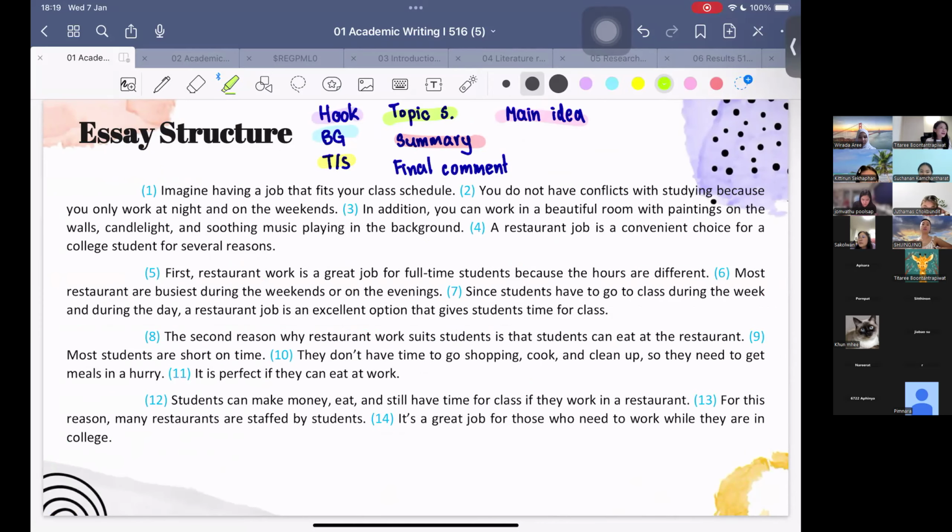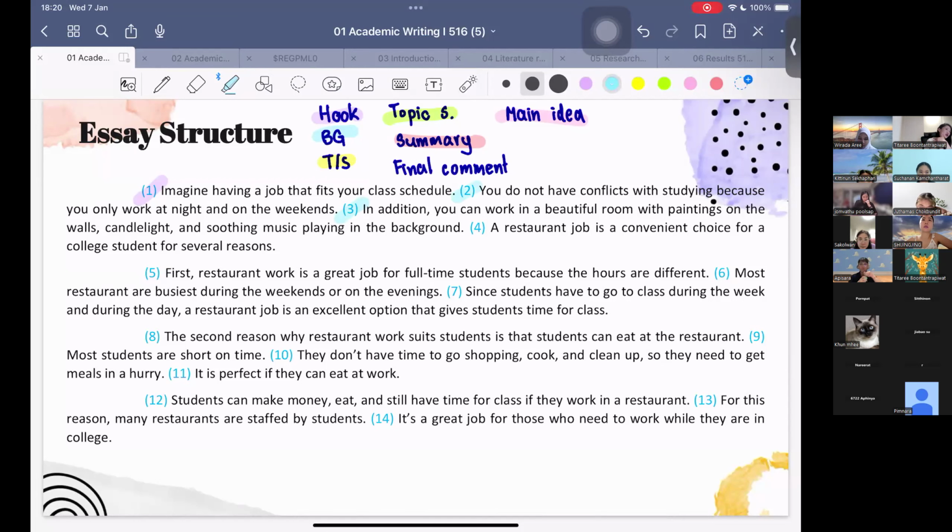And moving on, this one. Let's take a quick run. For the hook, sentence number 1 is going to be the hook. This one is the topic. The topic is about the reasons for doing part-time jobs in a restaurant. So start off with something like, imagine this and that. That's the hook. And the background information would be sentences number 2 and 3.